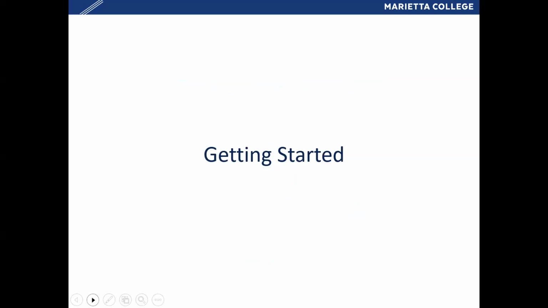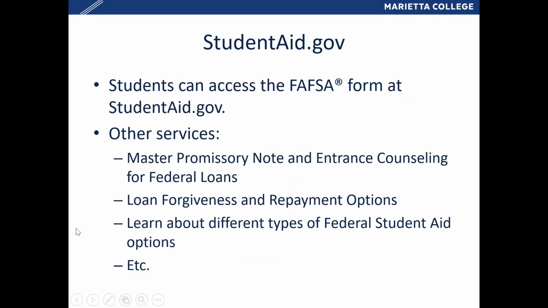So let's get started. In order to access the form, you will want to go to studentaid.gov. You can also access other services from studentaid.gov, including accepting federal loans through the Master Promissory Note and entrance counseling, loan forgiveness and repayment options for once you leave school or graduate, and learning about different types of federal student aid, including work study, grants, and loans.